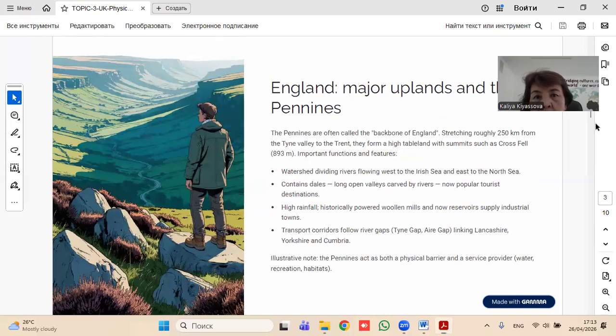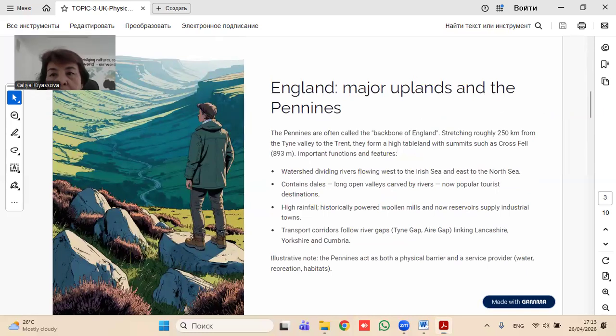And what about England's upland, the Pennines? The Pennines are often called the backbone of England, stretching roughly 250 kilometers from the Tyne Valley to the Trent. They form a high tableland with summits such as Cross Fell.